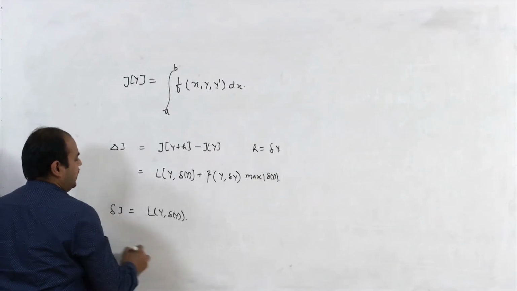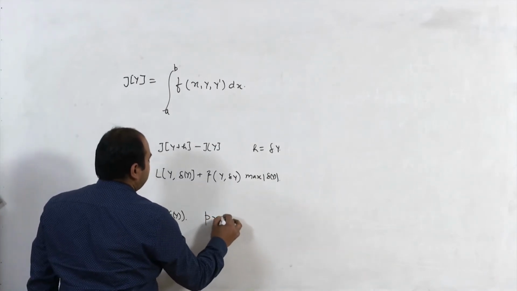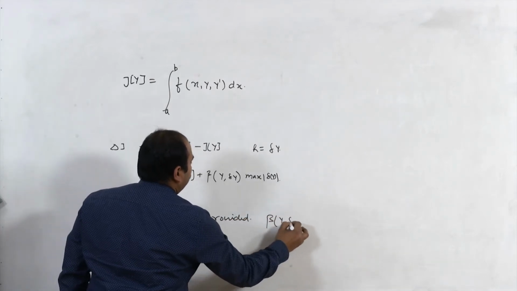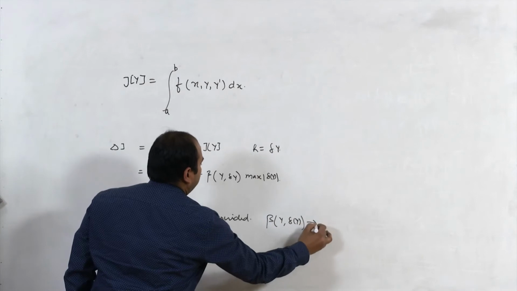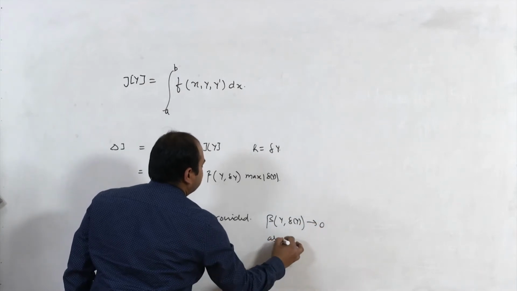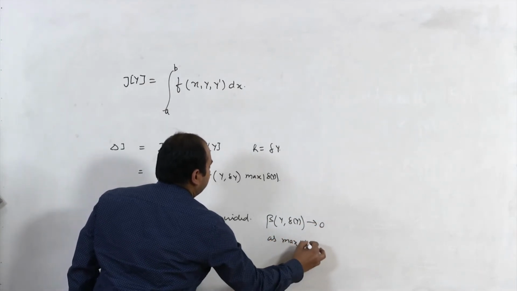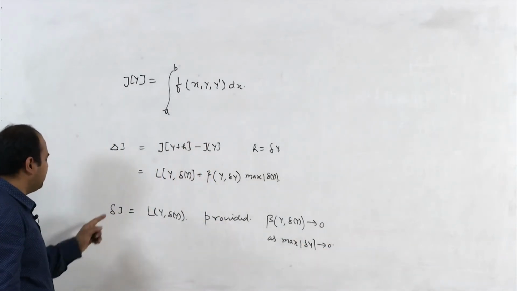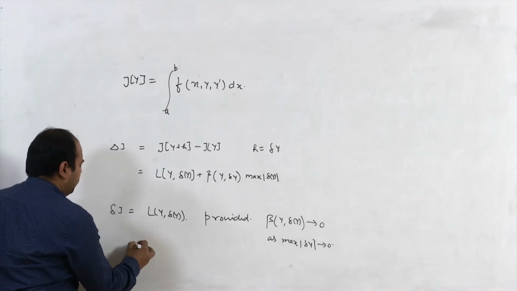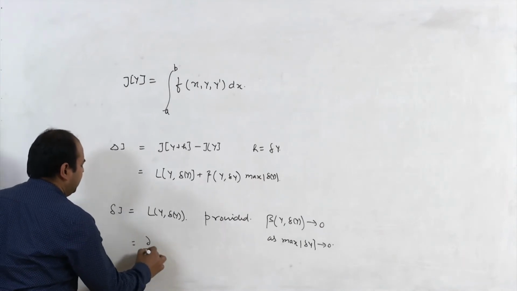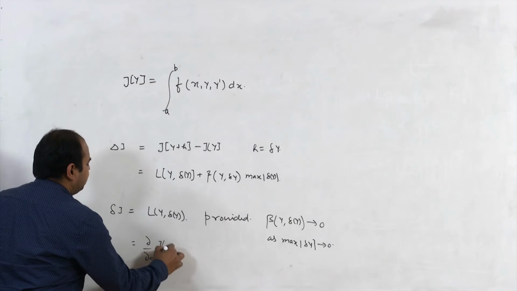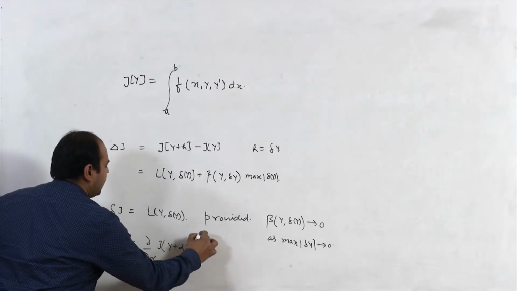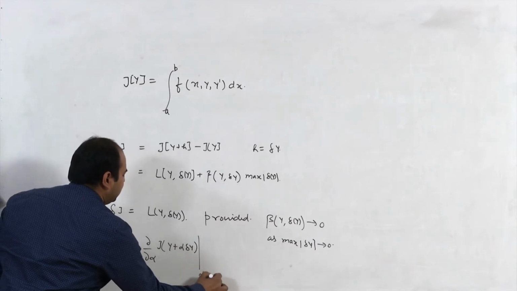Delta J is defined like this, provided that this beta y delta y tends to 0 as the maximum of modulus of delta y tends to 0. And here we have defined delta J as this, and we may also define it as the derivative with respect to alpha of J of y plus alpha delta y, evaluated at alpha equal to 0.